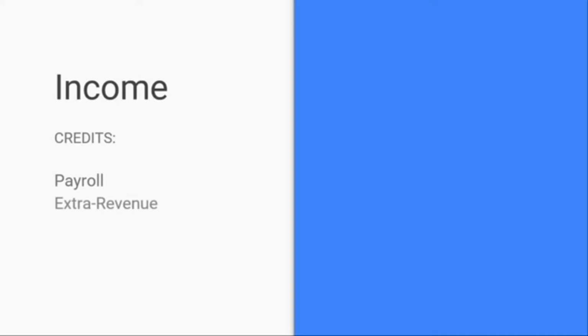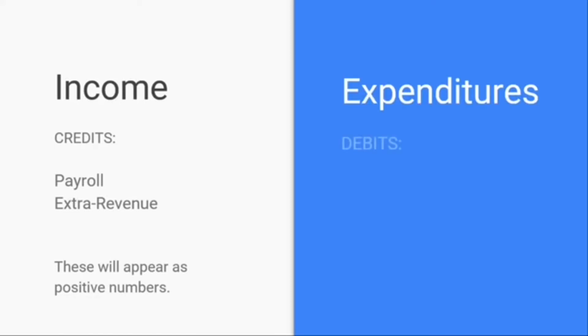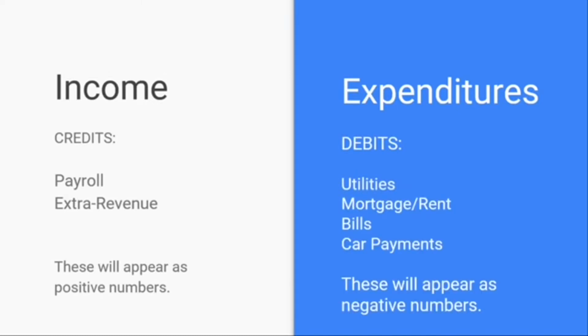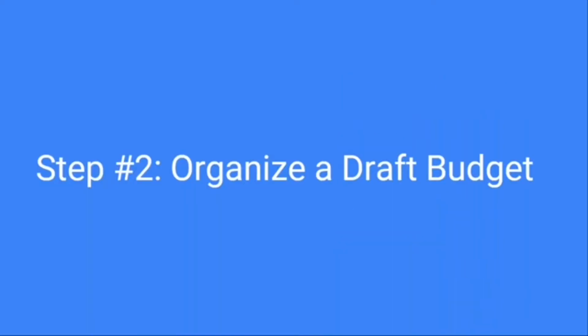Often it feels like your money's just flowing out the window. But when we start to think a little bit more, we have income, and that's our credits. This could be payroll or any extra revenue. These will appear as positive numbers. And then our expenditures will be our debits: utilities, mortgage and rent, bills, car payments. These will appear as negative numbers.